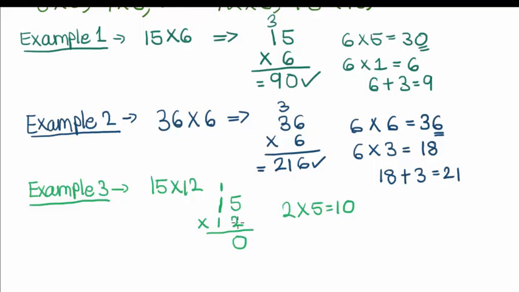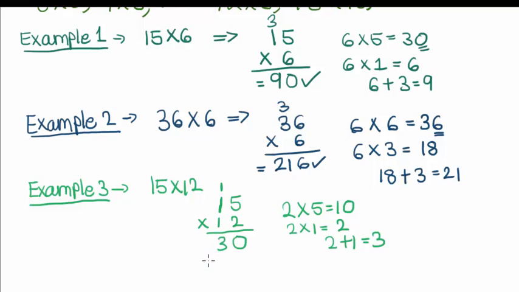Next, you multiply 2 with 1 to give you 2. But you need to remember that you need to add the carried over number to the 2 that you found. So you have 2 plus 1, and that gets you 3. And you put the 3 right below the 1.